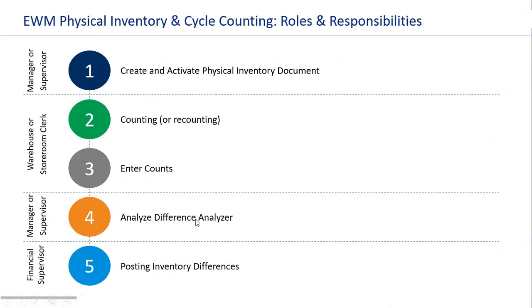So it could be counted and it can take the inventory off stock in your warehouse, but until the financial supervisor has posted the inventory differences to the ERP and the financial system, they can come back to you and you can reverse things. Does that make sense? Yeah.